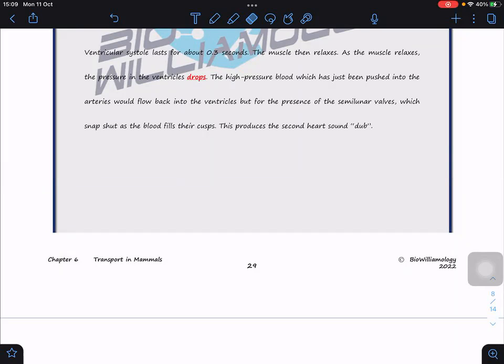So this high pressure blood, which has just been pushed into the artery, either the aorta or the pulmonary artery, would flow back into the ventricle, but because of the presence of the semilunar valve, this valve closes. The closure of the semilunar valve produces the second heart sound, called dub. So lub, dub, in this case.